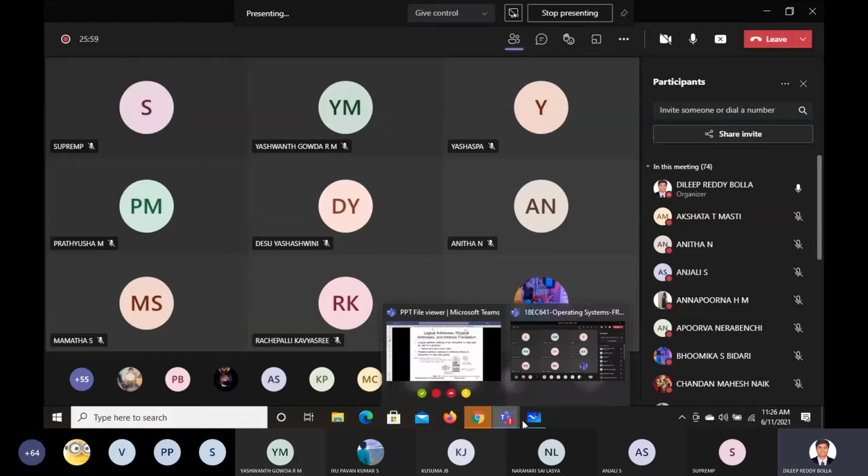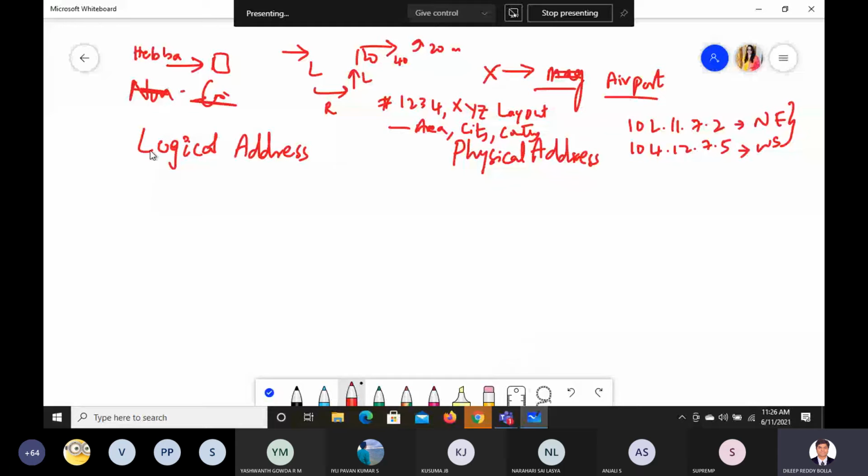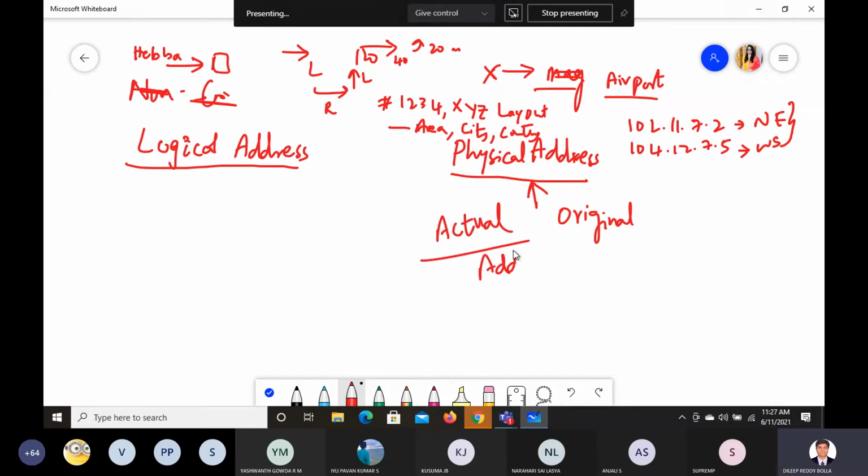Yeah, all of them are addresses. But what makes the difference is the concept between logical address and physical address. Which one is real and which one is not real? The physical address is the original, the actual address. Then what about the logical address? Why do we need this logical address?